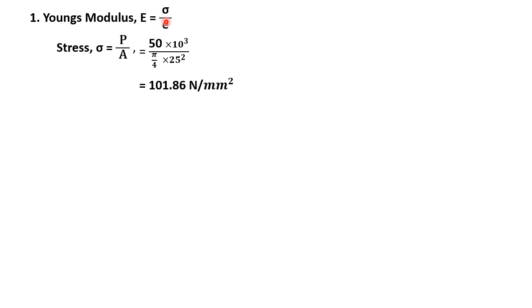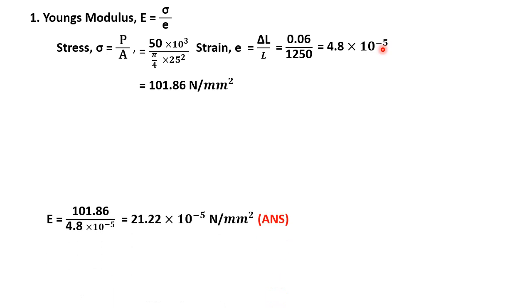Now for the strain, we know the formula of strain, that is delta L by L. Delta L is nothing but the change in length and L is the original length. Delta L is already given in the question, that is 0.06, and the original length is equal to 1250, and it comes to 4.8 into 10 to the power minus 5.